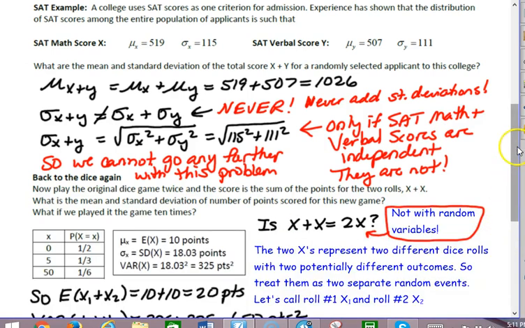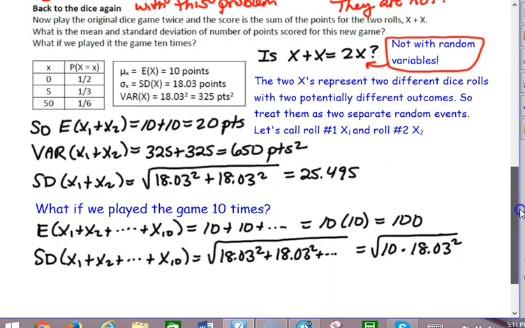Okay, so I want to talk about another situation. What if instead of rolling one die and using one score distribution and the other die and using a different score distribution, we use the same score distribution for both dice and we roll the die twice? So here's what I want to point out. If we're doing the expected value of X plus X, is X plus X equal to 2X if these are random variables? No, it's not true. The algebra of random variables is a little different, because the two X's represent two different dice rolls with two potentially different outcomes. So X and X might not be the same number.